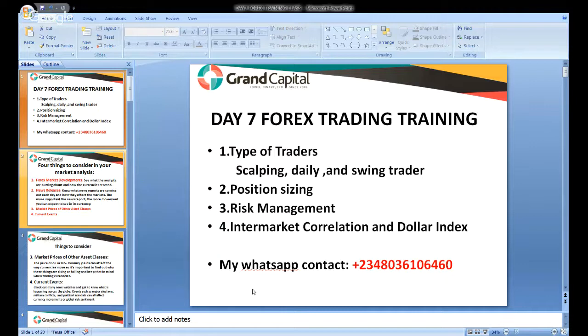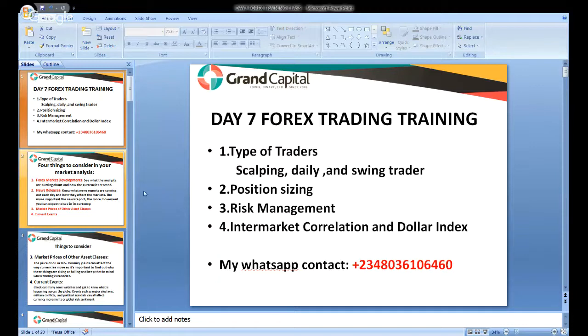Some people may have a shorter time on a daily basis, from Monday to Friday during the time the market is open, and some will have a higher time. So the time that you have goes a long way to determine the kind of trader you're going to be.